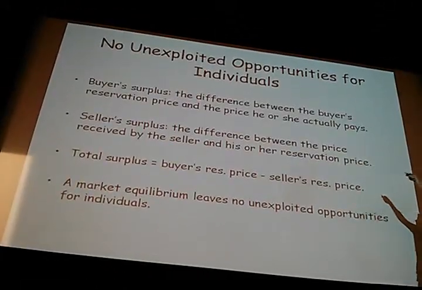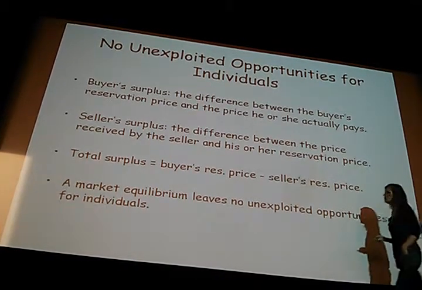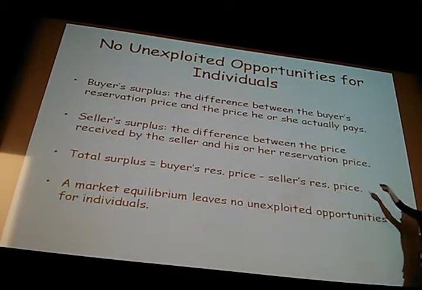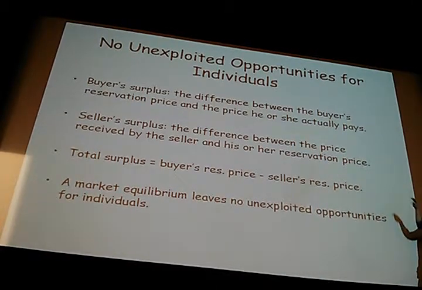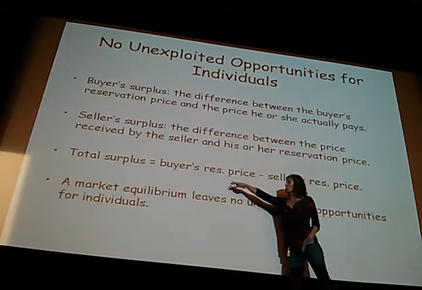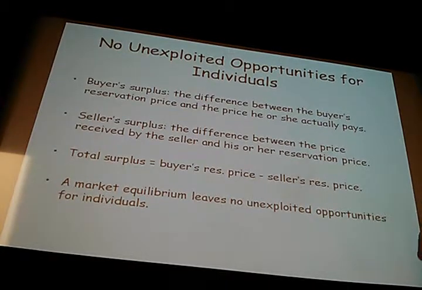So what is buyer's surplus? Again, that's the difference between the buyer's reservation price and the price he or she actually pays. And then we have the seller's surplus, which is the difference between the price received by the seller and his or her reservation price. Total surplus is going to be the difference between a buyer's reservation price and a seller's reservation price.